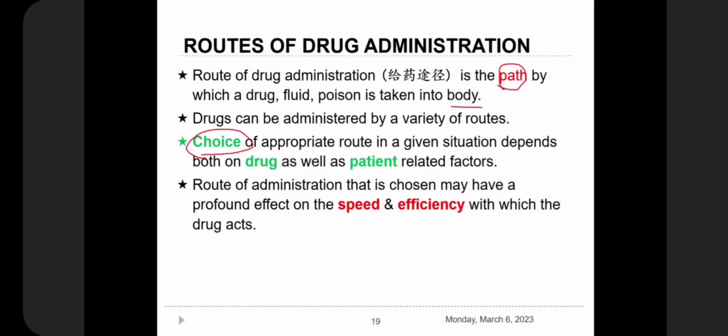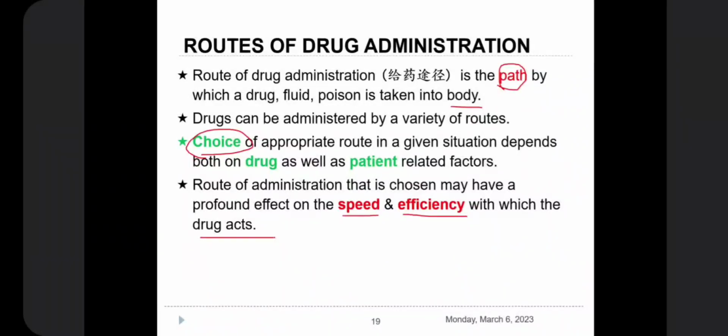The choice. If you do not choose an appropriate route, maybe you will lose some action of a drug. The different routes of administration will have an effect on the speed and the efficiency with which the drug acts. They will decide the drug's action speed and the efficacy of drug action. I think you understand well.